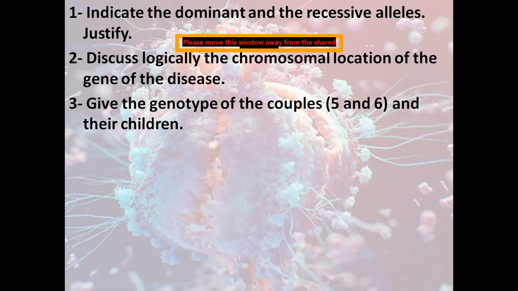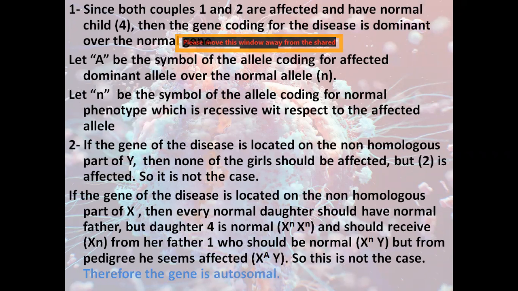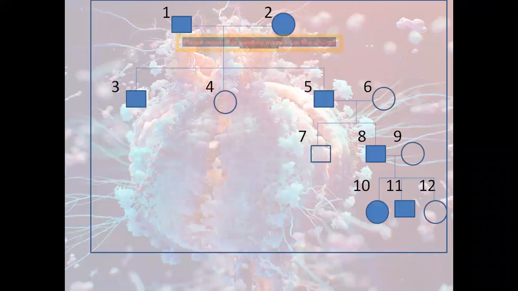So, if you want, for example, let capital A, like I did, be the symbol of the allele coding for the affected, dominant allele over the normal recessive allele. We let small n be the normal. So here, let's start step by step. The normal is small n, and the affected is capital A.